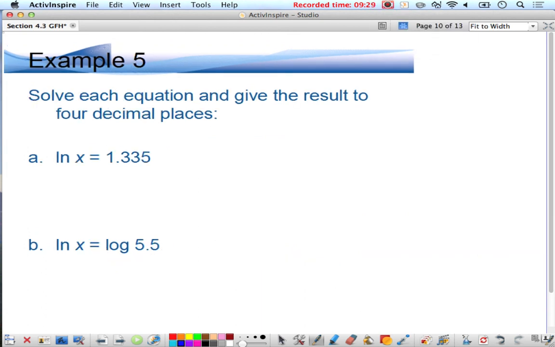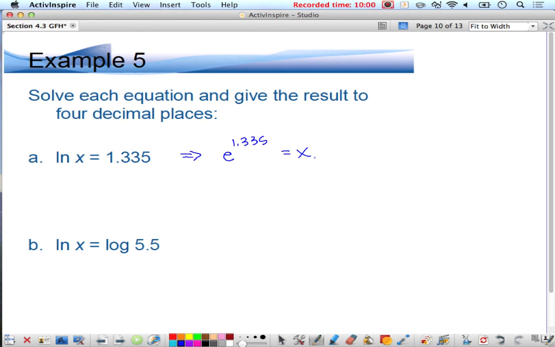Okay, so for example 5, we want to solve each equation and give the result to 4 decimal places. Our first equation is the natural log of x equals 1.335. To even have a chance of solving that, we need to rewrite it in exponential form. So how does that turn out? What's the base? E. What's the power? 1.335. And what does that equal? X. If I didn't let you have a calculator, that's as far as you could go. That would be considered the exact answer.